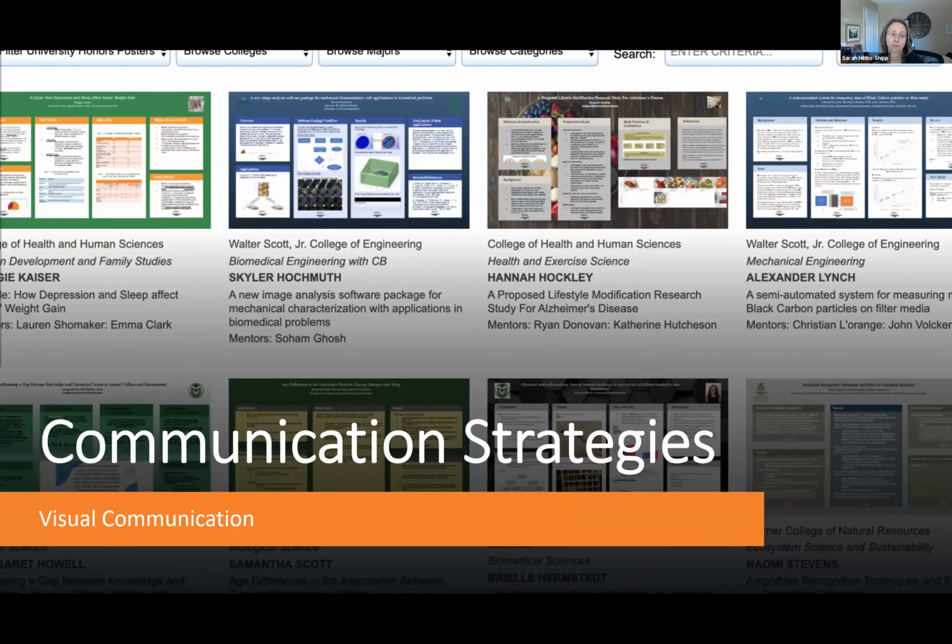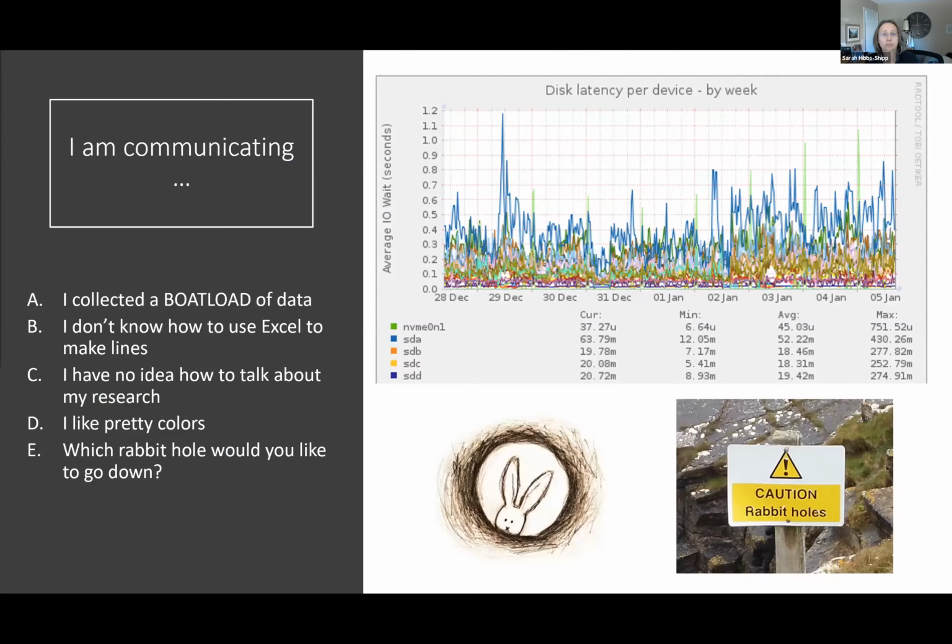So there are different communication strategies. I'll just run through them. Hopefully some of you will find these kind of humorous. From a visual communication standpoint, right? This is a beautifully colorful graph on the top.